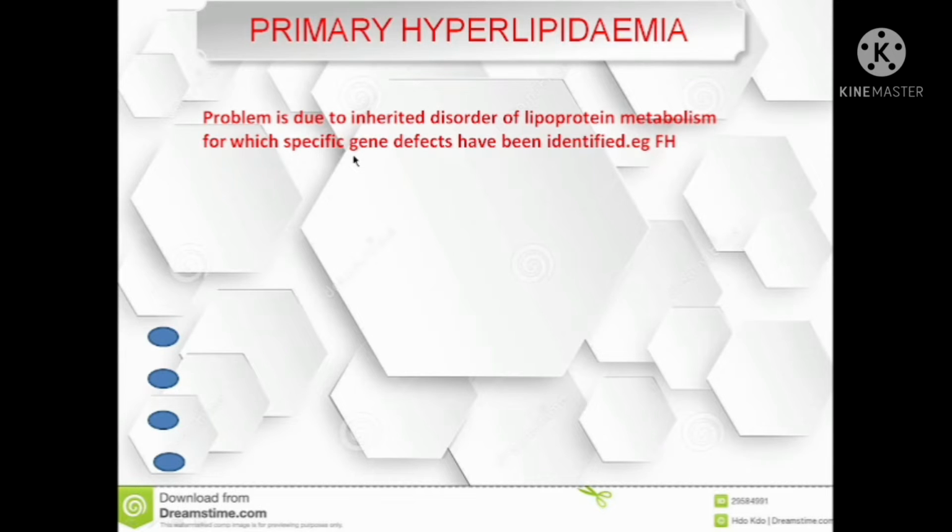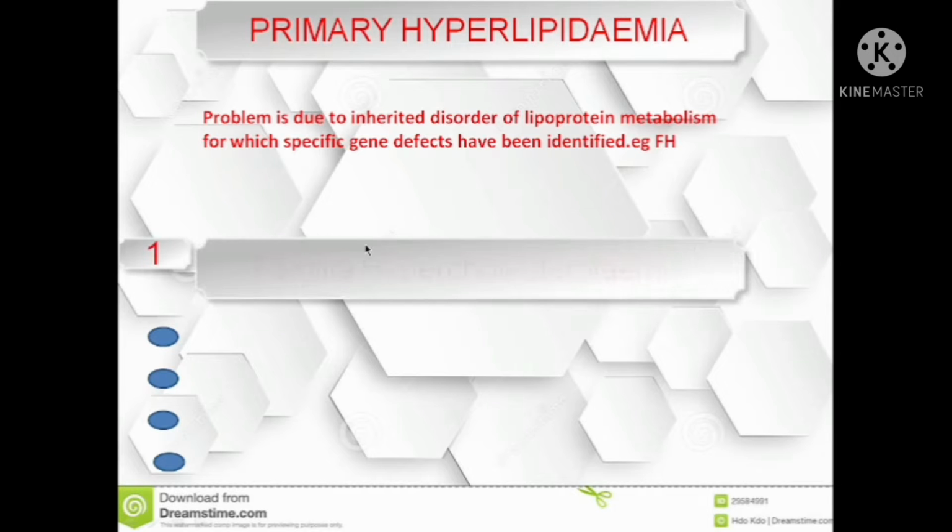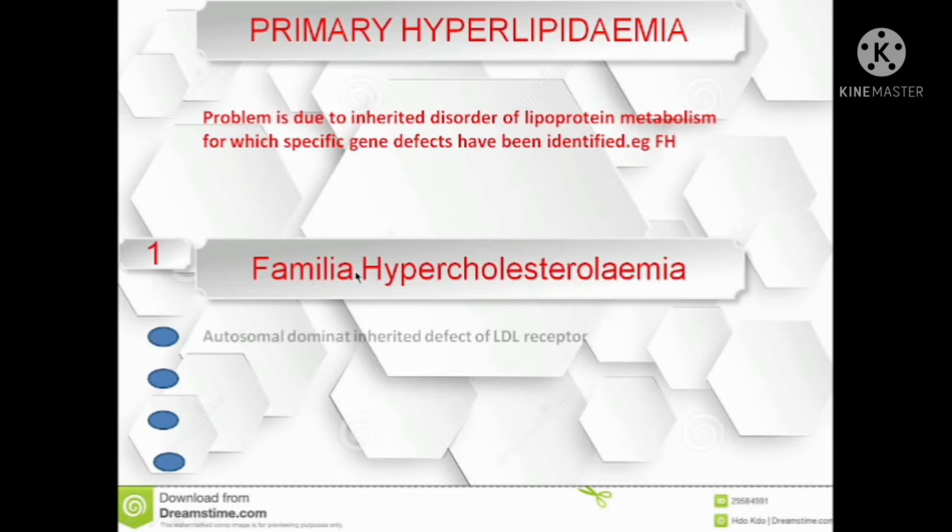So it could be that there are some defects in some genes. There is some problem here. It's a genetic, inherited disorder. Okay, so always remember that. And of course, the first one we talk about is familial hypercholesterolemia. This one is an autosomal dominant inherited defect of the LDL receptor.